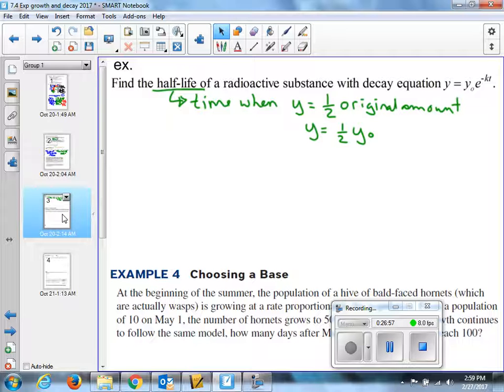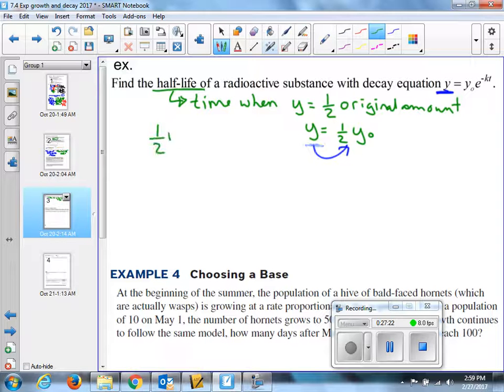So hey, the calculus part is already done for you. They're saying this is the equation. We want y, the half-life time, so we're going to use when y is half the original amount. I'm going to sub this in for the y value on this equation, right? I'm going to say 1/2 y0 is equal to y0 e to the negative kt. Dig that?